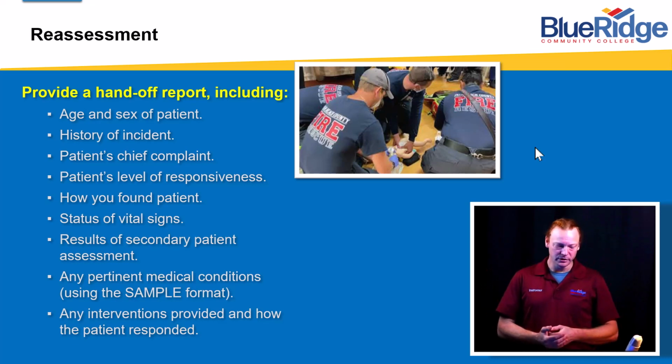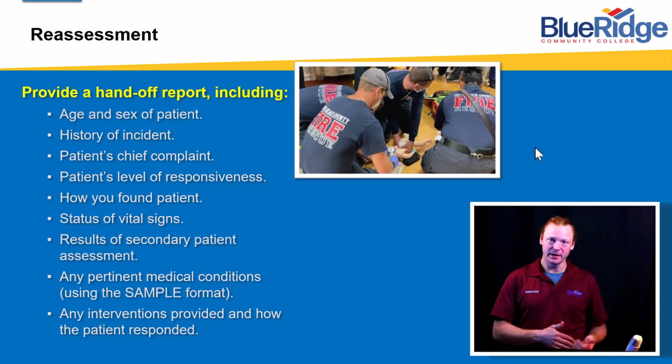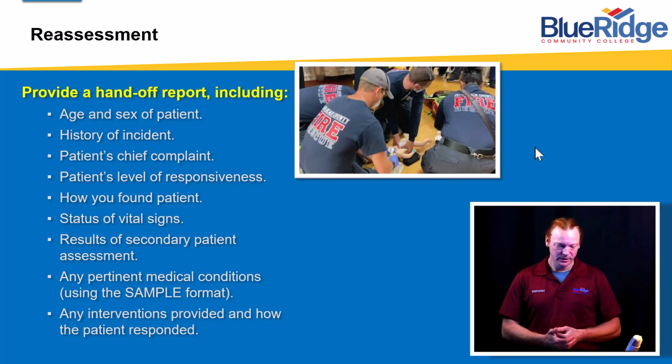But things that we should include is the age and sex, the history of the incident immediately involving why we are all here today, the chief complaint, the level of responsiveness, how did you find the patient, have you moved the patient, how and why did you move the patient, the status of their vital signs, results of secondary patient assessment, were your interventions adequate, did they help, did they not help, any pertinent medical conditions, use that SAMPLE format.